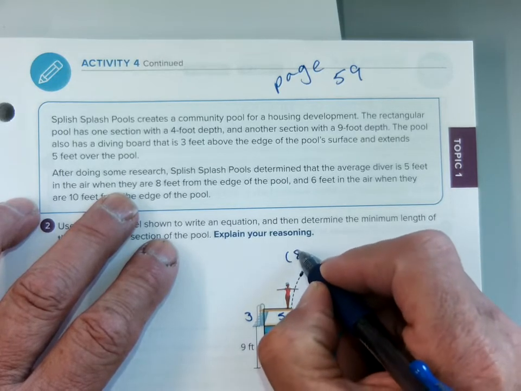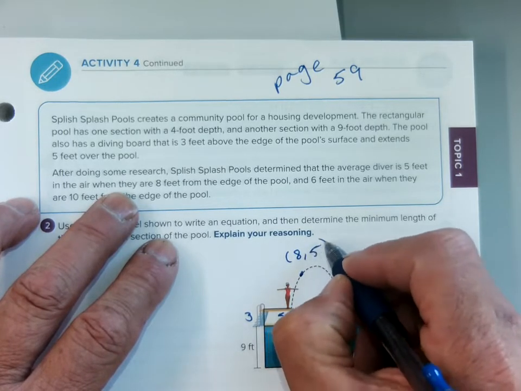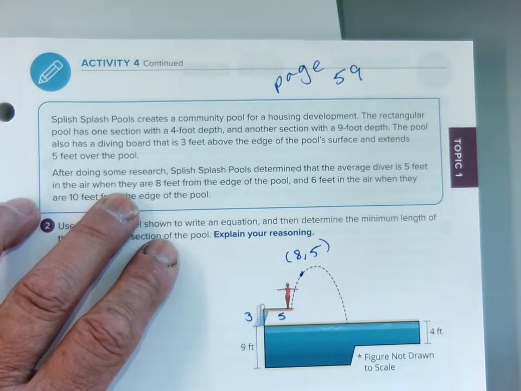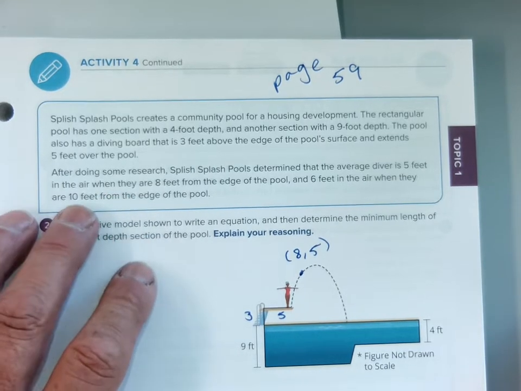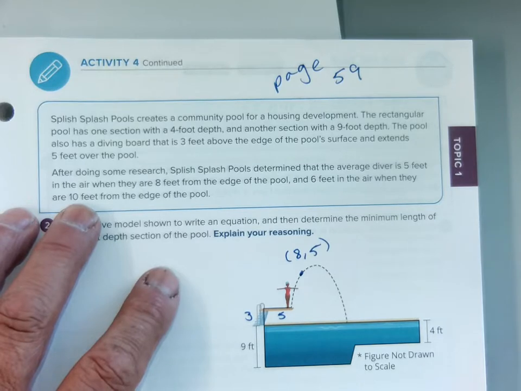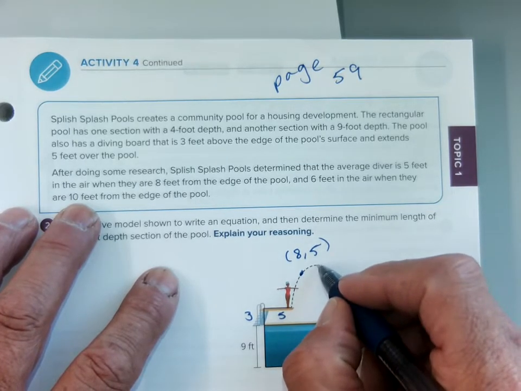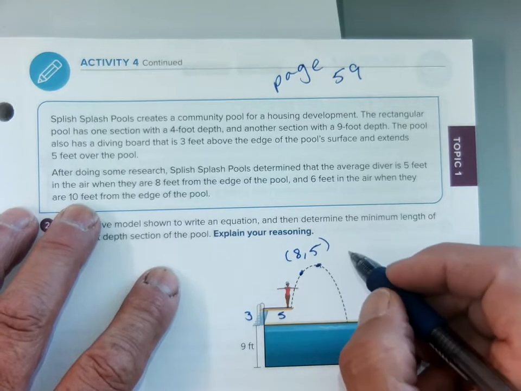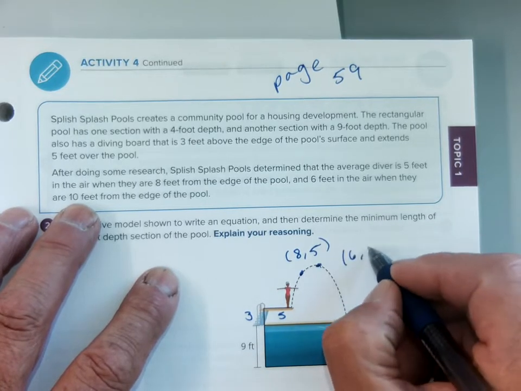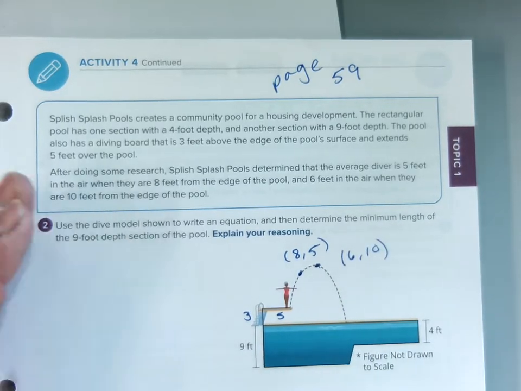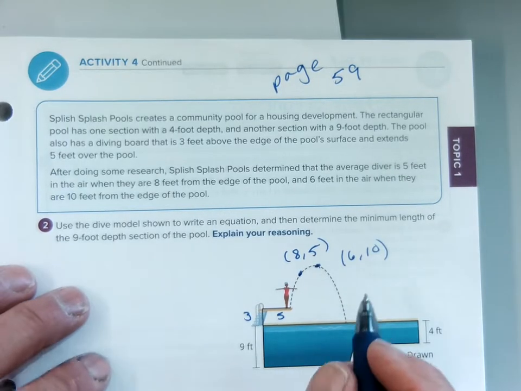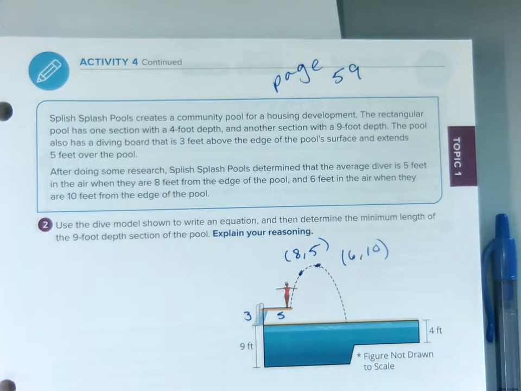away from the pool, and 6 feet in the air when they are 10 feet from the pool. So I don't know if that's over here, but it's higher. So I'm going to say maybe something like that. So what I did is I just kind of tried to make a graph of this, and I put the axes right like here, okay?